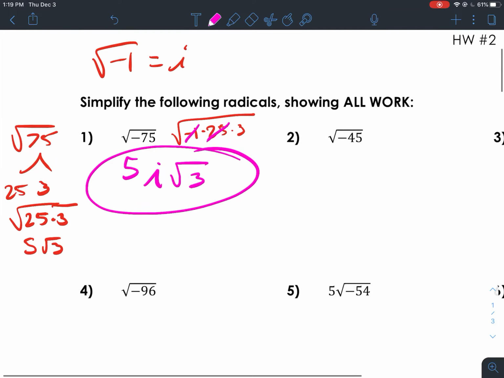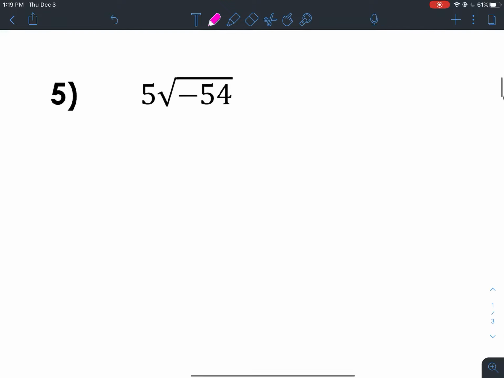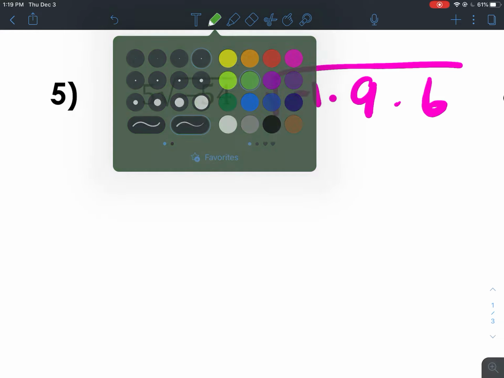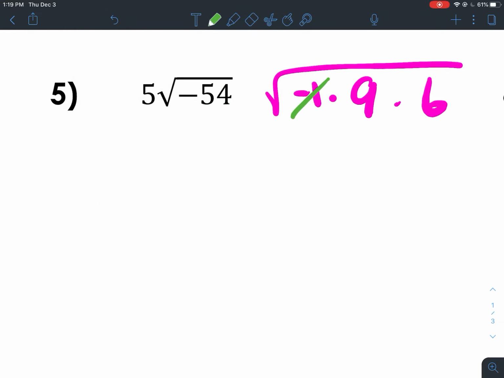All right. So we'll go ahead, we'll try number 5 here. We're going to try and break down 54. So of course we're going to take our -1 out in front. And we can break down 54 into 9 and 6. So we can go ahead and break that down further. Root -1 is equal to i. Root 9 is equal to 3, and then the 6 stays in there.